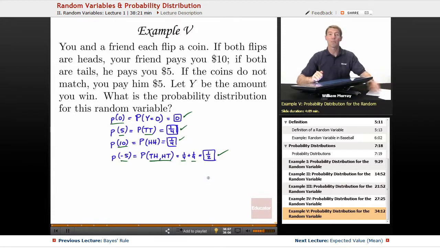So that's our last example, and that wraps up this lecture on random variables and probability distributions.